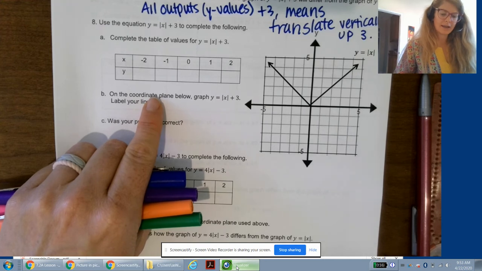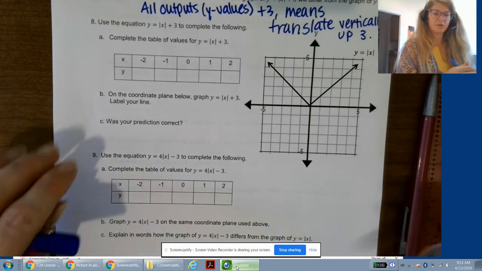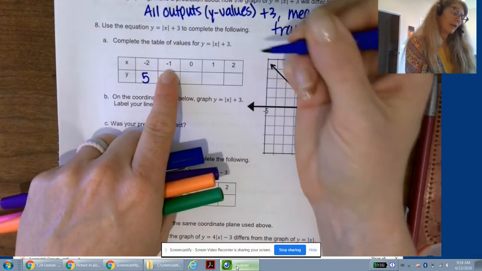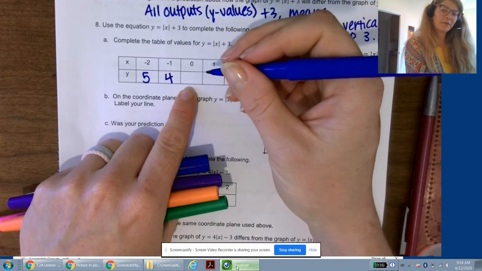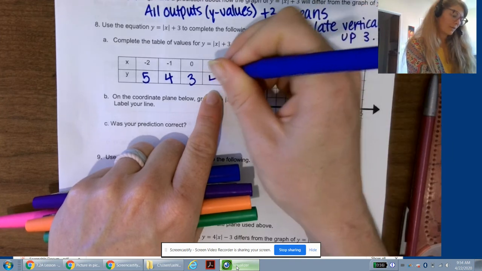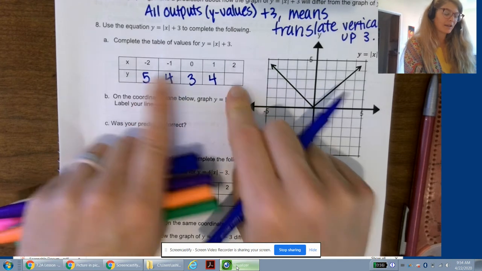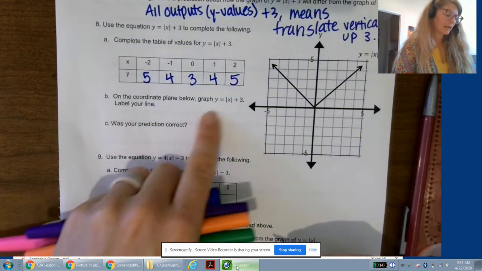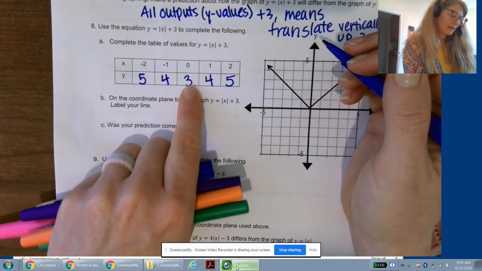So here, taking a look at our table, we're going to take the absolute value of -2 and then add 3 to it. Absolute value of -2 is 2, and then add 3, we get 5. Continuing on, absolute value of -1 is 1, plus 3, we get 4. Absolute value of 0 is 0, plus 3, we get 3. Absolute value of 1 is 1, plus 3, we get 4. Oh, and we start to see that symmetry again. So I'm thinking this is going to be 5, and I'm right. Absolute value of 2 is 2, plus 3 is 5. Cool, so we're going to graph and label this one. Here, we're going to see 0, 3.